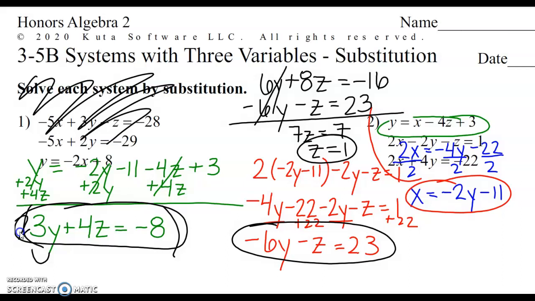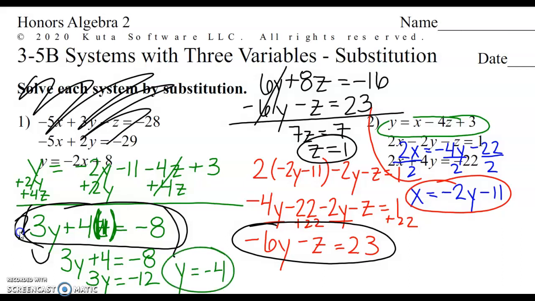Now that I know that z is 1, I can go back down here to either my green or my red and figure out what y would be. I'll go with the green one over here. So now that I know that z is 1, I can replace 1 in for z. So I'm looking at 3y plus 4 equals negative 8. When I subtract 4, 3y equals negative 12. When I divide by 3, y equals negative 4.